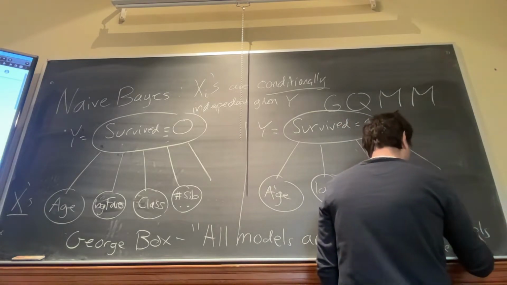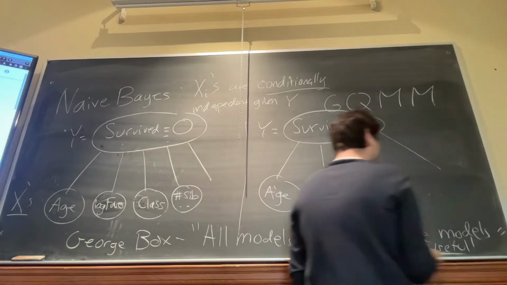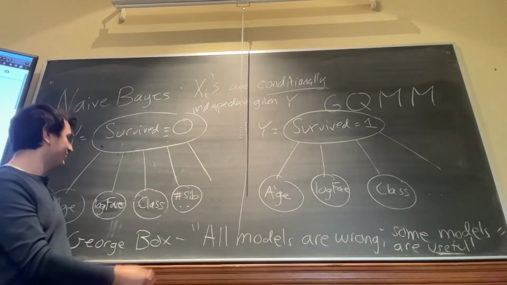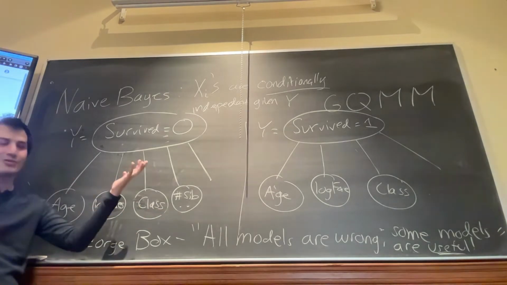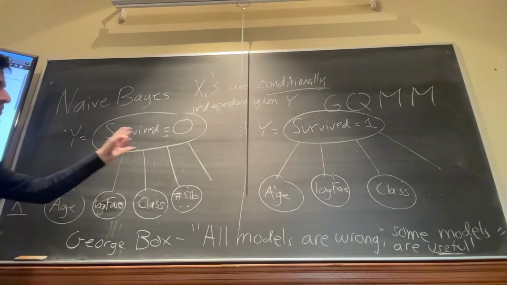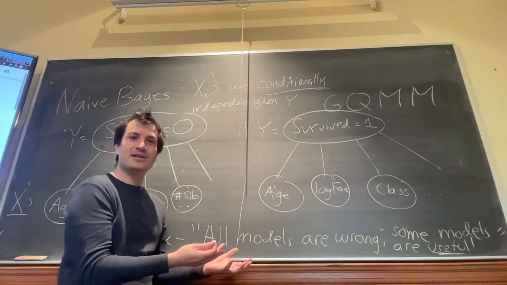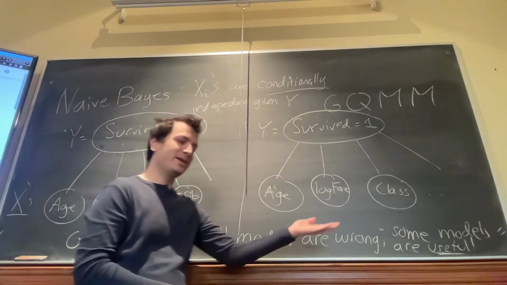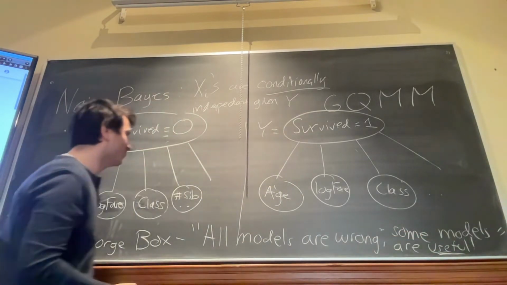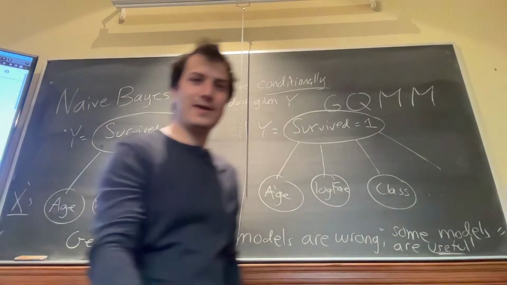I think the naive Bayes is a perfect example of this. This is clearly wrong. Of course, even if you know whether you survived or not, these things will be correlated. But nevertheless, this is useful. It's simple enough that we can calculate stuff, it's nice and easy to use, and it gives good classification predictions. So even though it's wrong, it can be useful. And that's what we're going to work on today.